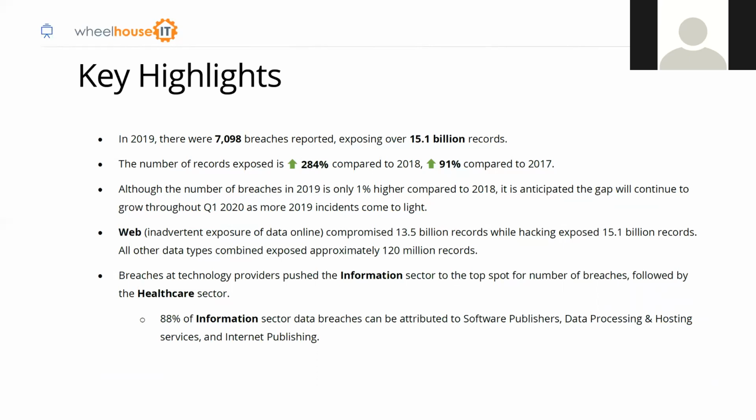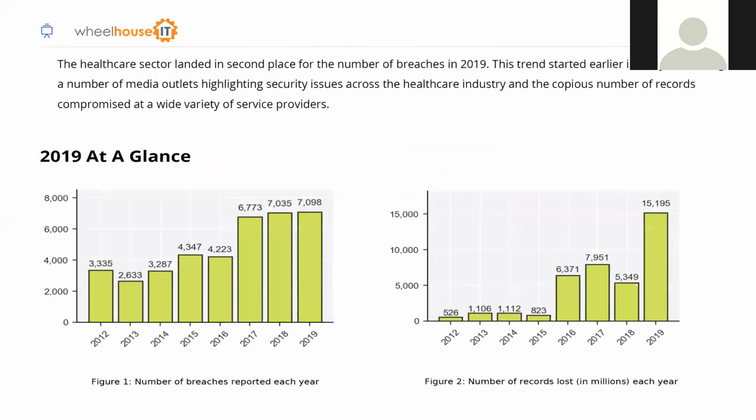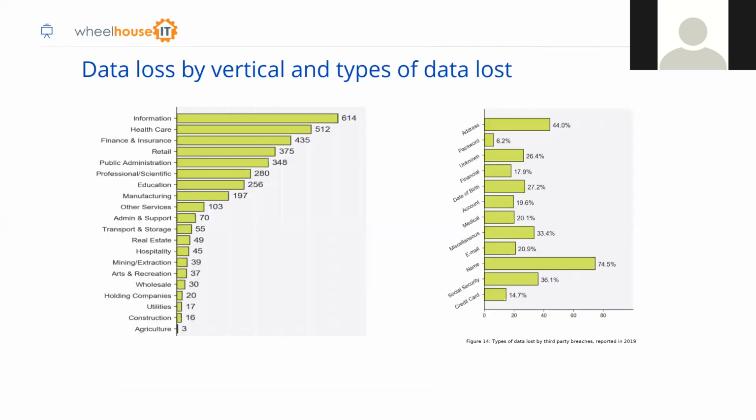Important to the healthcare sector, most importantly, the breaches at technology providers push the information sector to the top, but it's closely followed by the healthcare sector. So we're seeing that the market of healthcare is a high target of those bad actors. Looking at the statistics at a glance, on the left, you'll see the increase in the breaches to 798, again, just 1%. But on the right is the true picture. Look at the amount of increase in data, the numbers of records. And this is cost in the millions per each year. So they're after something, and it's something that we need to focus on to make sure that we're putting controls in place to protect the data. When we're looking at data loss by vertical, again, healthcare is right there. Number two, right behind the information sector.